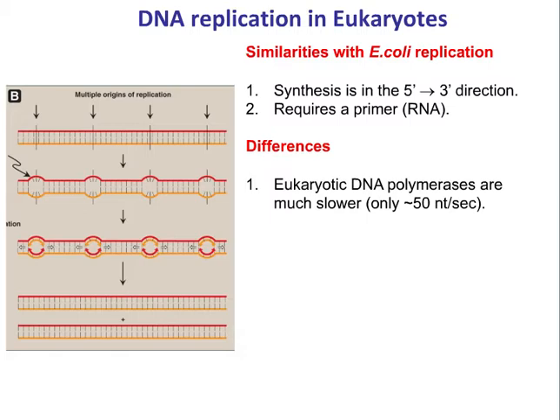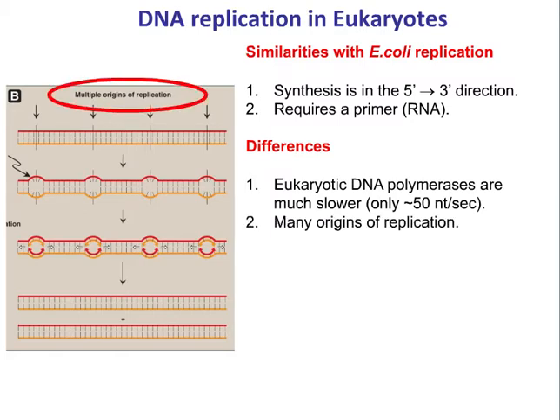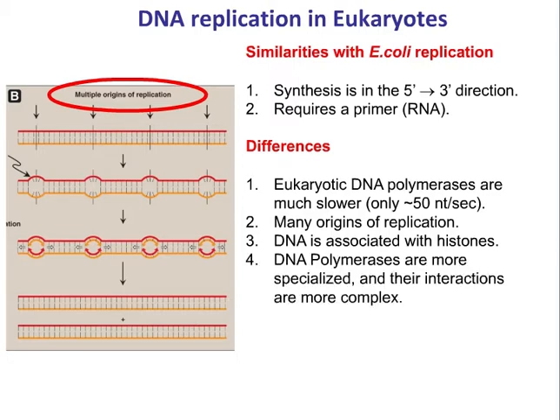In addition, the genomes of eukaryotic organisms are much larger than prokaryotic organisms. Eukaryotic chromosomes have multiple origins of replication, which allows replication to be completed in a timely fashion. Eukaryotic DNA is also packaged into nucleosomes with histone proteins. This requires a coordinated synthesis of histone proteins with cell division.